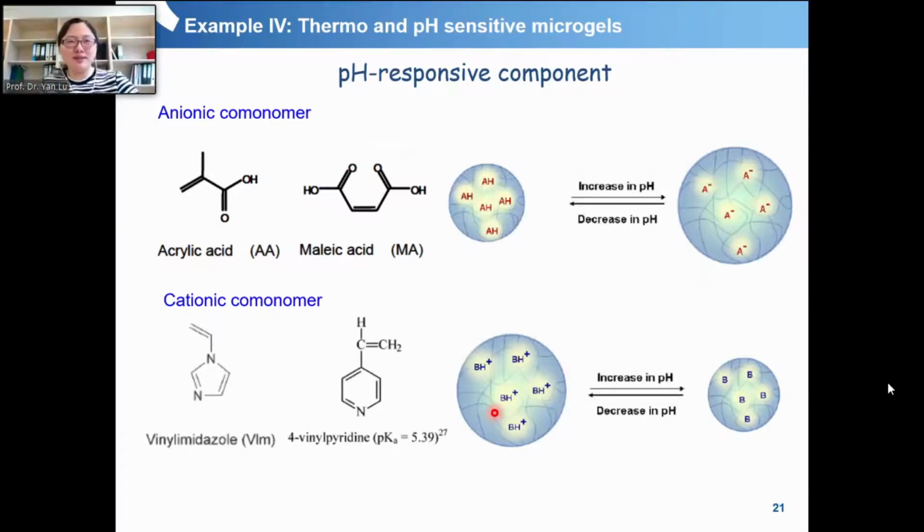So the pH responsive system really depends on what kind of comonomer you have.